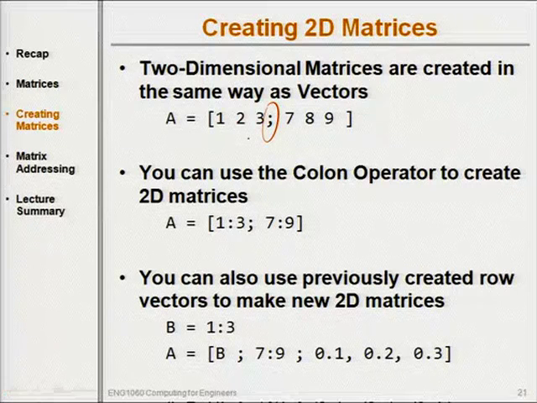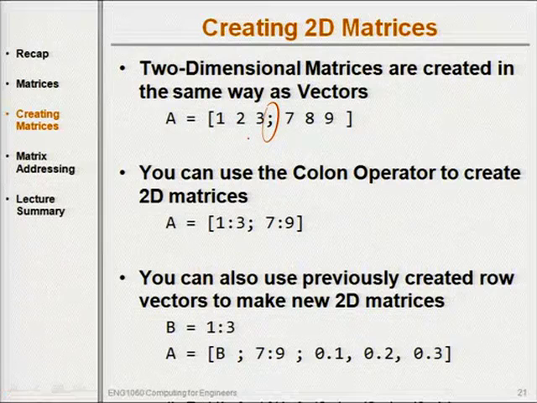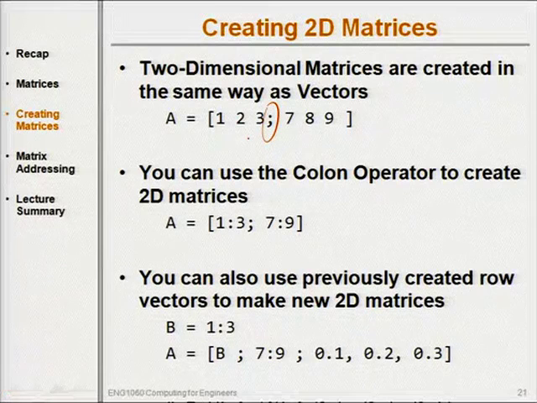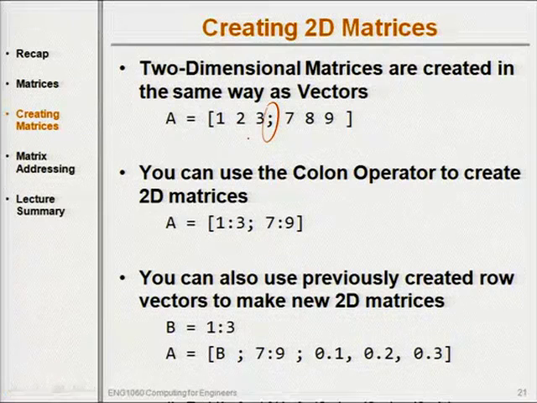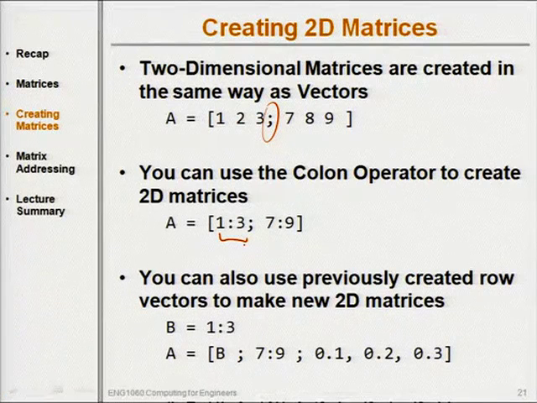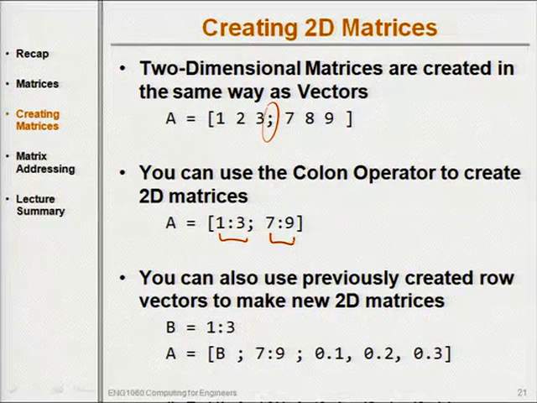You can also use the colon operator, just like we did for vectors, to create 2D matrices. Again, if you're using the colon operator, it must be evenly spaced. So the colon operator will only work to create evenly spaced numbers. So if you're creating the matrix A like above, you'll use 1 colon 3, semicolon, 7 colon 9. And that will create that matrix.